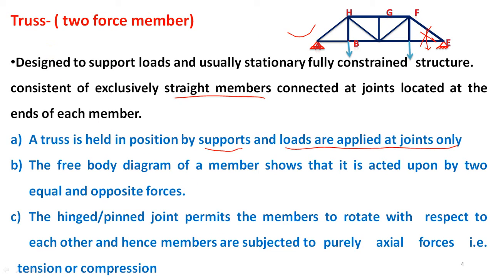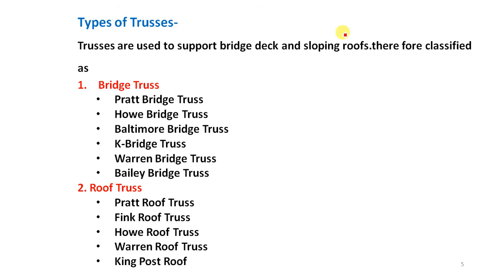Each member of this truss is subjected to either a tensile force or a compressive force. Now there are different types of trusses. Trusses are used to support the bridge deck and sloping roofs. Therefore they are classified as bridge truss and roof truss. Here I have shown different types of bridge trusses and roof trusses. These are the roof trusses: pratt, fink, howe, warren and king post.